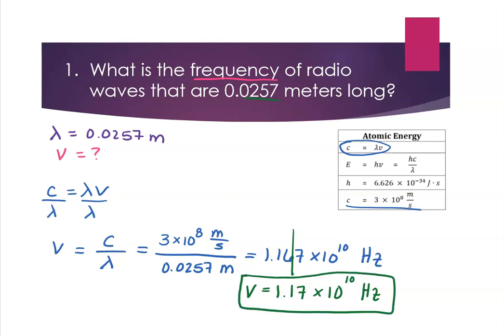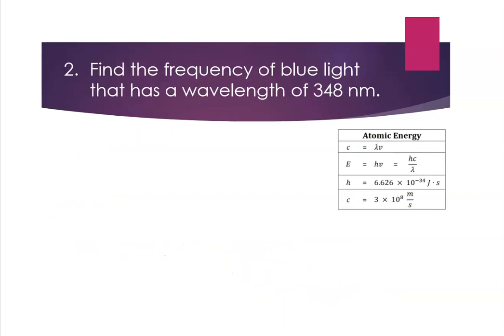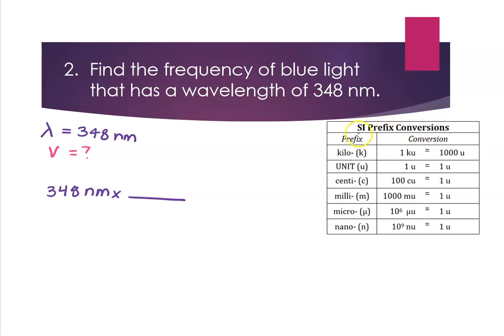Okay, let's do a couple more. Number 2 says find the frequency of blue light that has a wavelength of 348 nanometers. All right, so here again we're given wavelength, and it's 348 nanometers, and we're trying to find frequency again. The first thing that we see here is that our wavelength is in nanometers, not in meters. So I'm going to do 348 nanometers. And if I look at my chart from my periodic table, our SI prefix conversions, nm is nano, so nanometer. So 10 to the 9th nanometers is 1 meter.